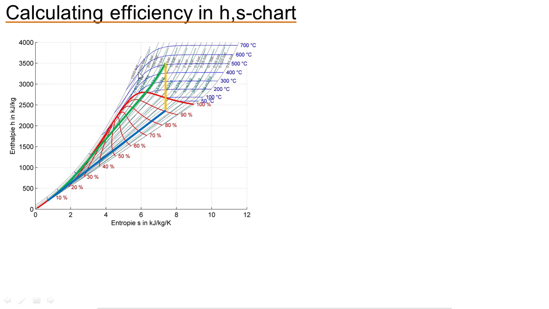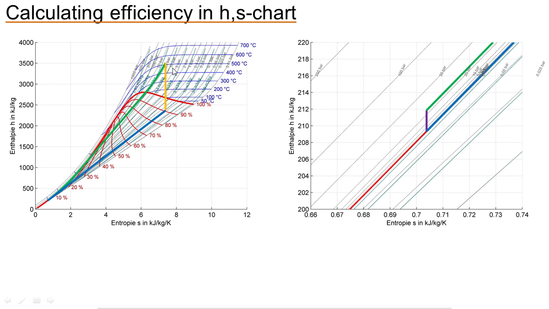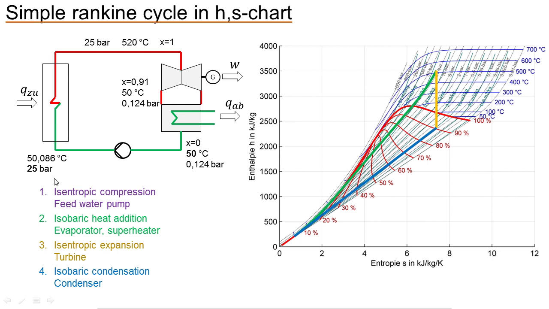You just need to calculate the values here from the enthalpy. If you zoom in this area here, you can see this. This is our feed water pump in the h-s chart. You see, it's not that much of an enthalpy difference. If you look up all these points, you have the steam properties here, 50 degrees and 0.124 bar.